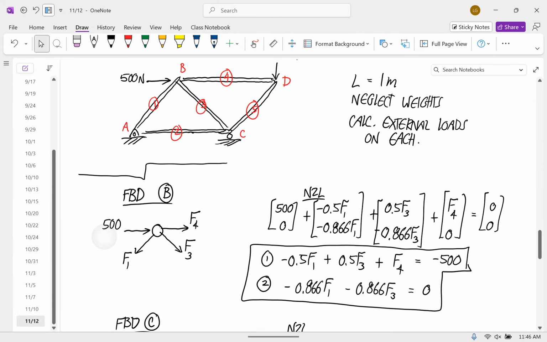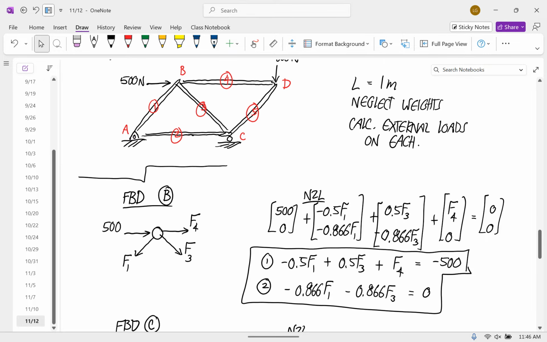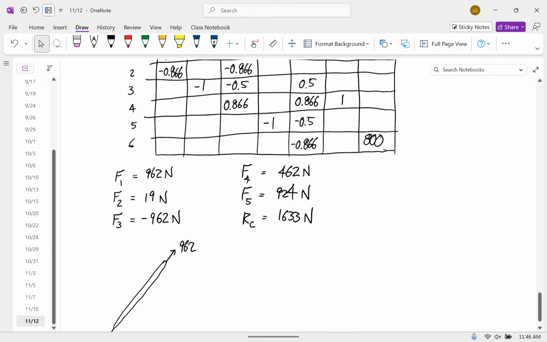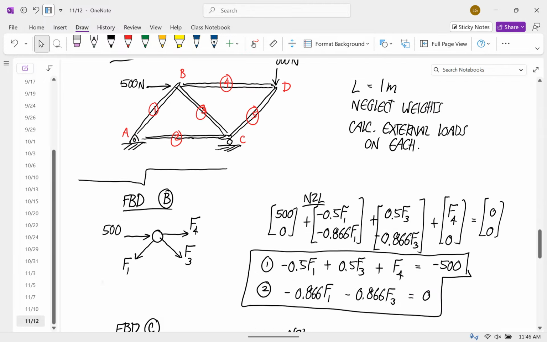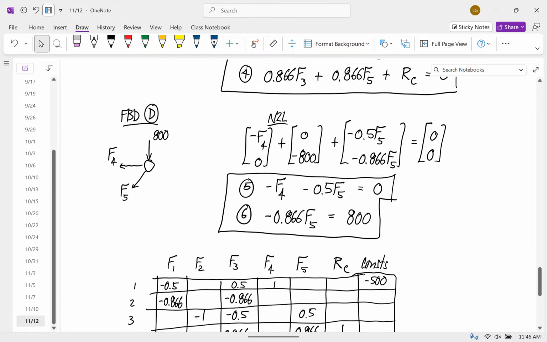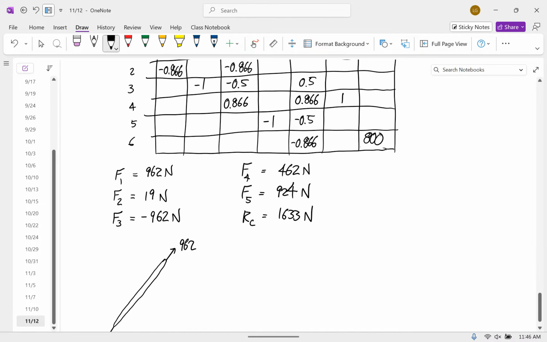Doesn't F5 have to be negative? Well, it is negative. I just didn't write it down. Thank you.